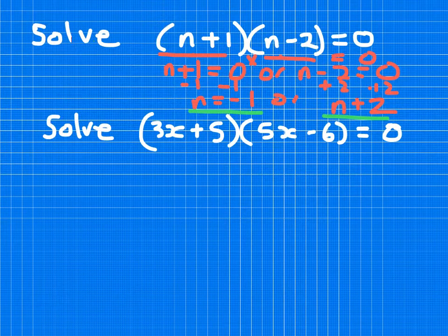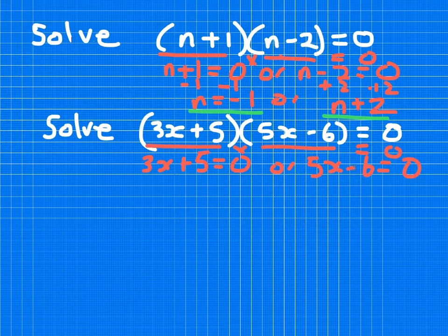This is a similar case. We have a quadratic equation which is already factorized. Something times something else is equal to 0. So therefore, either 3x plus 5 is equal to 0, or 5x minus 6 is equal to 0. Then we go ahead and unravel to solve.